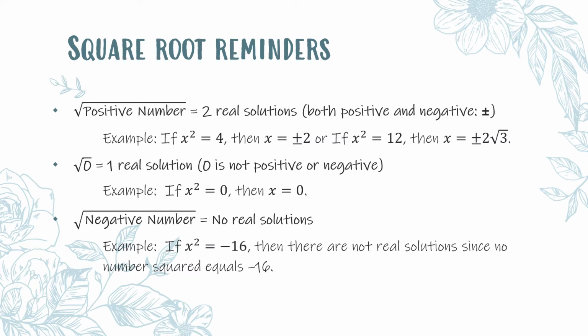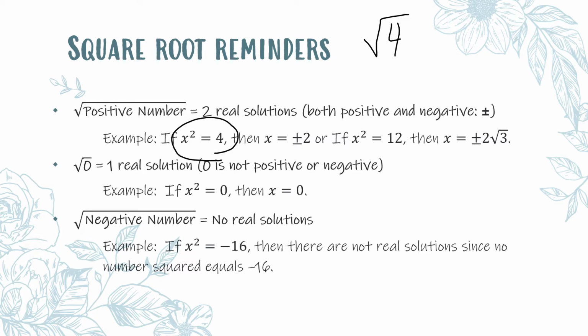So if I ask you to solve x squared equals 4, the opposite of squaring something is square rooting it. So we can take the square root of 4. What we need to be careful of is that the square root of 4 actually has two answers.